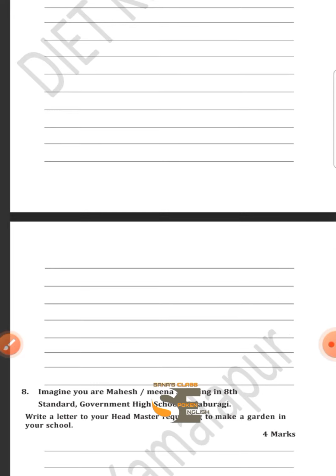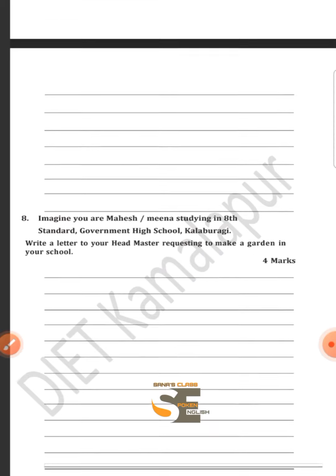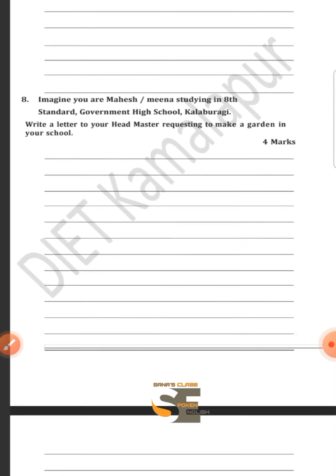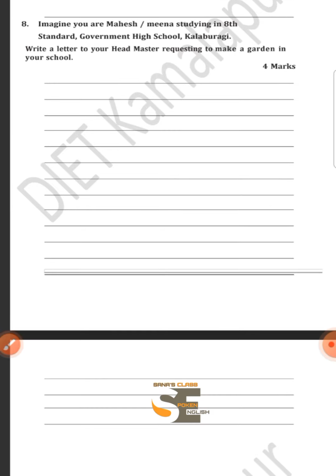Okay, like this way you have to write. I'll show you the template at the end of the video. You just have to go through the template and write how the pattern is given there.